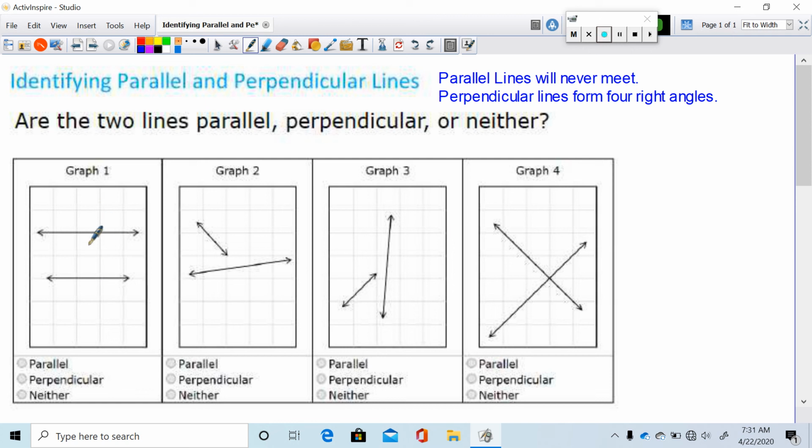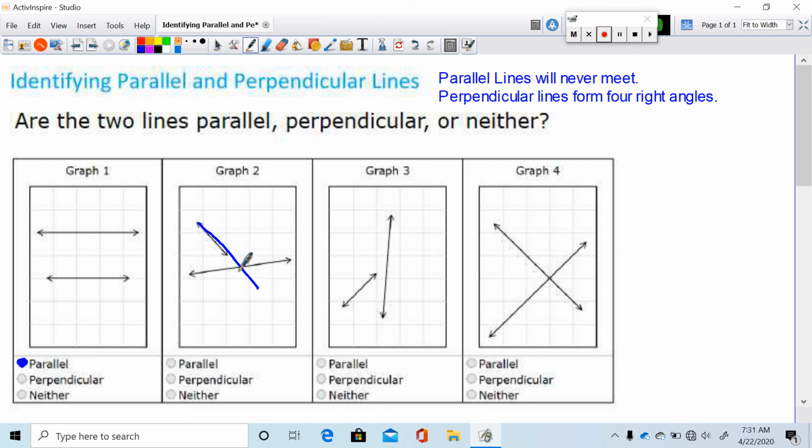So graph one, these lines are never going to meet because you can see there's two blocks between them all the way across. So that would be parallel. Graph two, even though they're not meeting right now, if you keep extending, they do meet eventually. So they're not parallel because they are meeting.